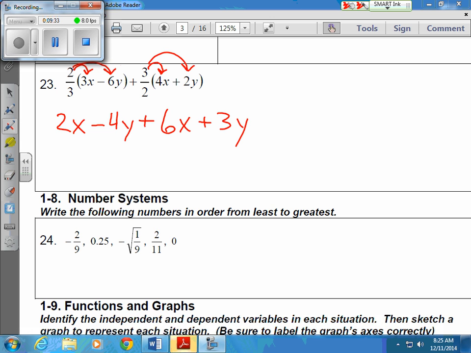Then we collect our like terms, our x types. What do we get? 8x. Y types, 4 negatives and 3 positives.